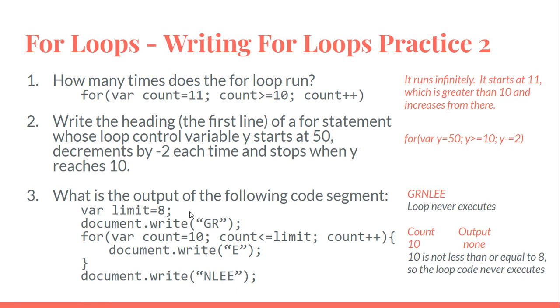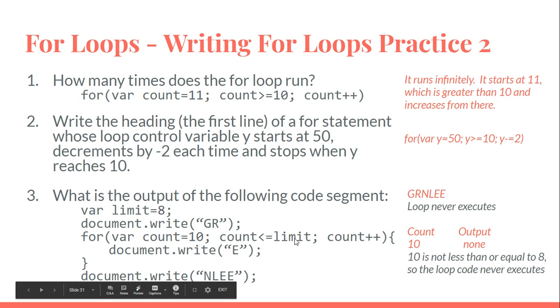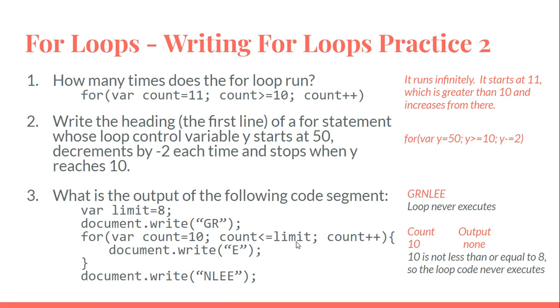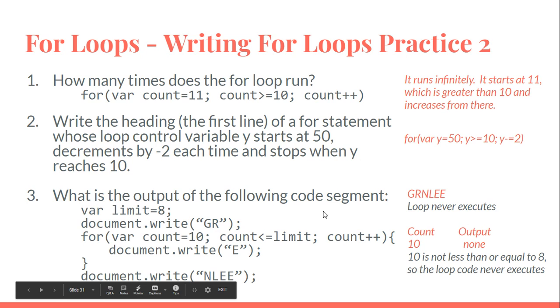And then down in this last one, we swap the limit and count variables. So now the limit is 8 and the count is 10, while count is less than or equal to limit. Well, 10 is not ever less than or equal to 8, which means this code never runs. I get my GR, I get my NLEE, but I don't get any E's in between them.